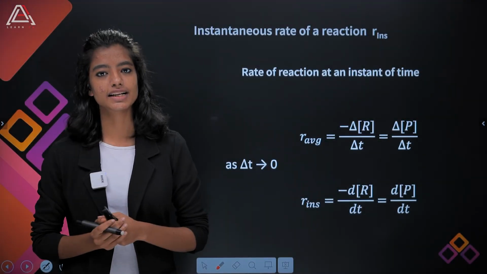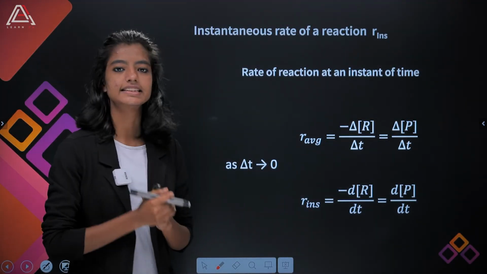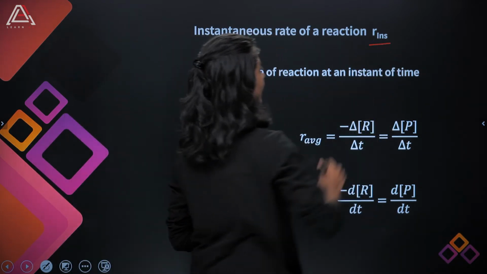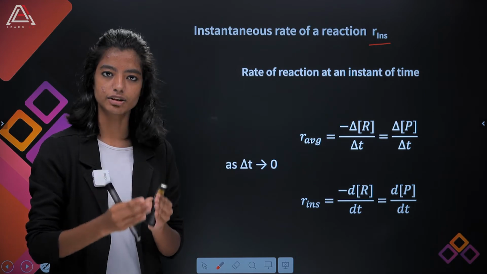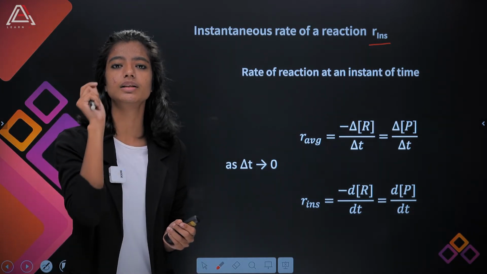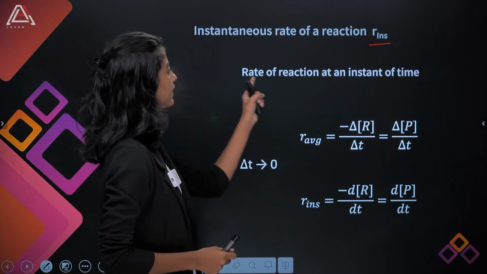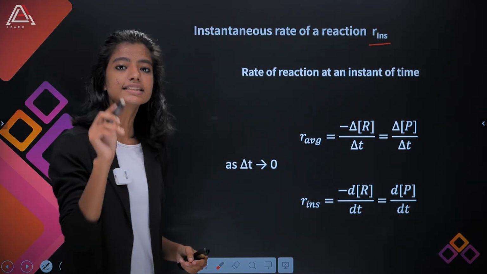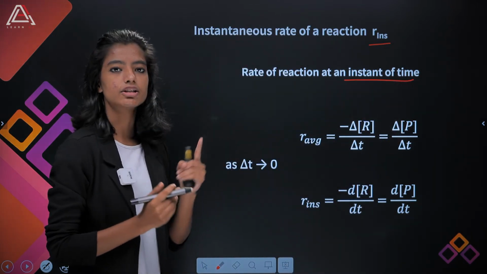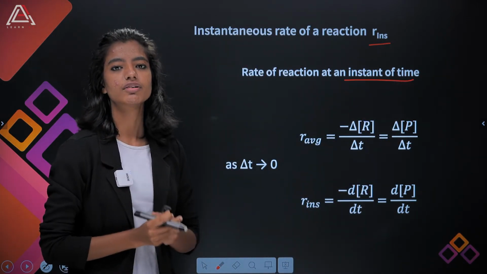Next, we are going to learn about the instantaneous rate of reaction. We can represent it by R_ins. It is the instantaneous rate of reaction. It is the rate of a chemical reaction at a particular time, or the rate of reaction at an instant of time, which is called the instantaneous rate of a reaction.